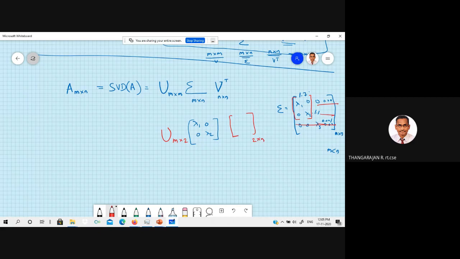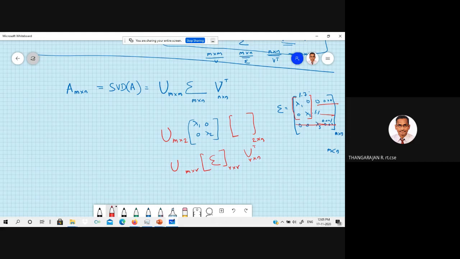In general, what I will do is, I will take only R number of these, R number of these M eigenvalues, I will take only small r. Say, for example, in that case, the sigma is R comma R. U is M comma R, M into R, and V transpose is R cross N.